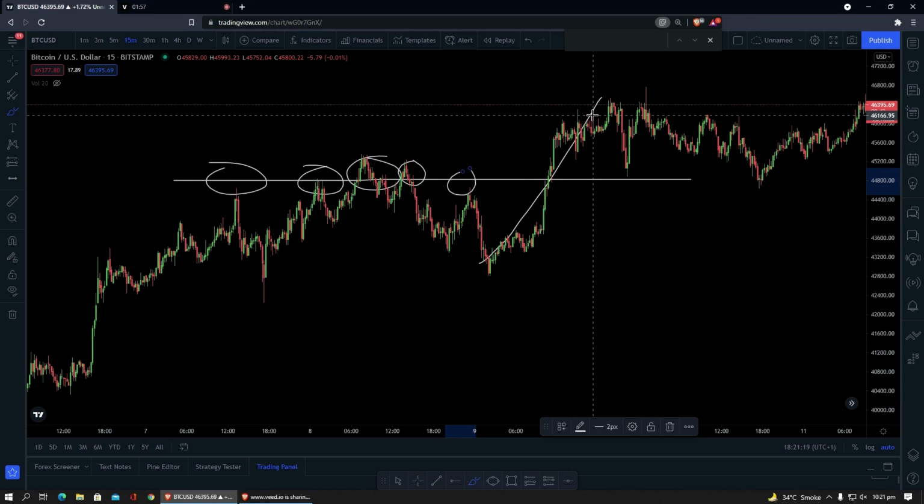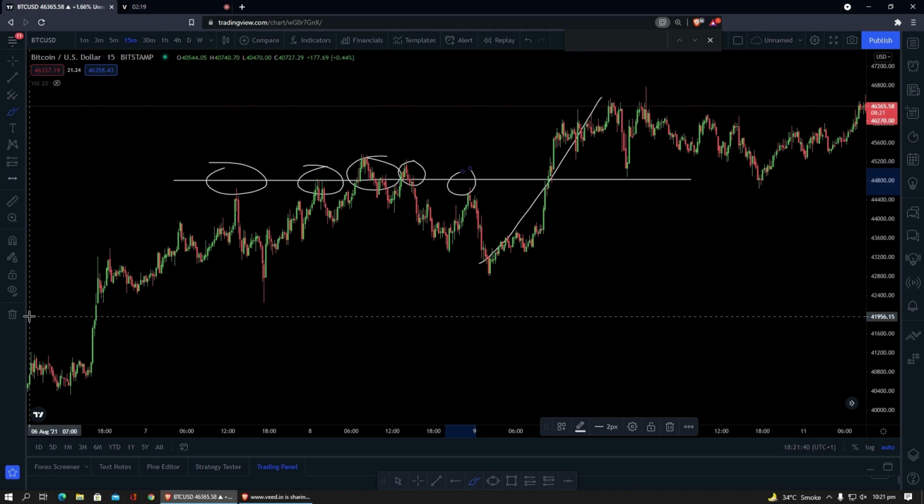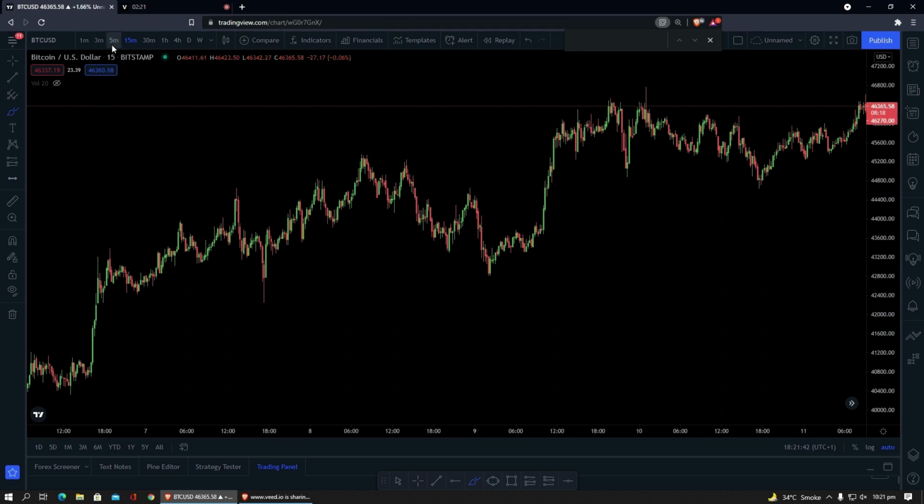So this was all that we wanted to do on the 15-minute time frame. Once we have all these three things, the first one is the overall market direction, the second is the recent market direction, and the third is the breakout area, we need to go down to the 5-minute time frame. So I'm going to go down to the 5-minute time frame now.